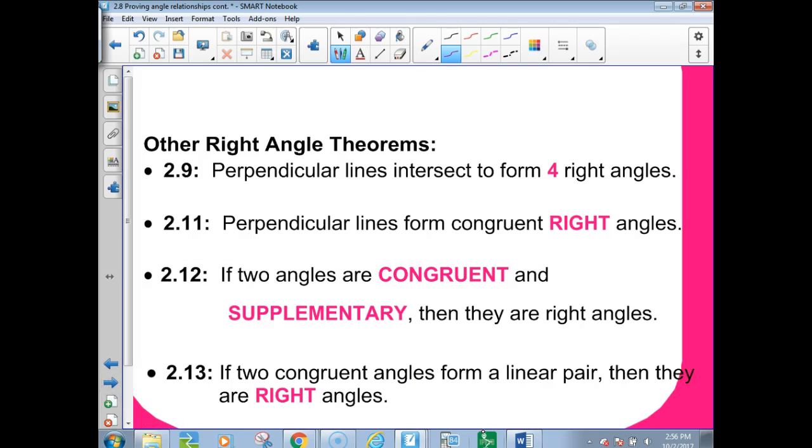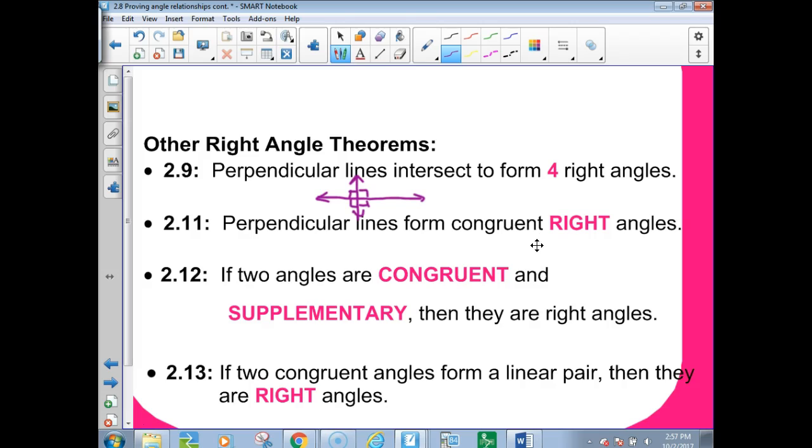Oh, these are other right angle theorems. Kind of obvious ones. Perpendicular lines, we already know, intersect to form 4 right angles. They're saying perpendicular lines, so they mean lines that intersect at a right angle. So this would be an example of perpendicular lines, and you would have 4 right angles.